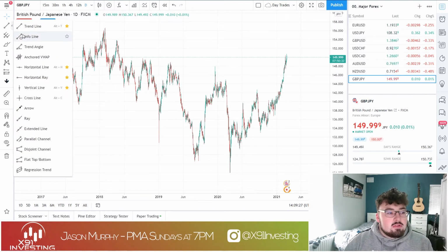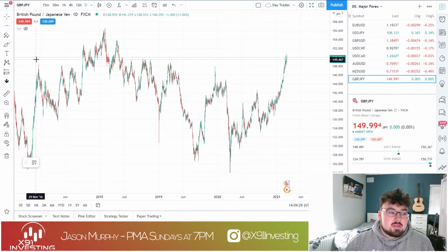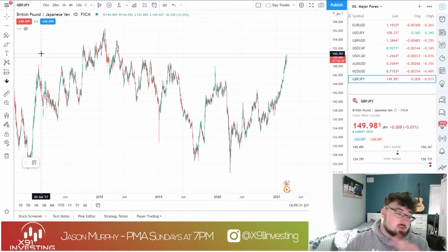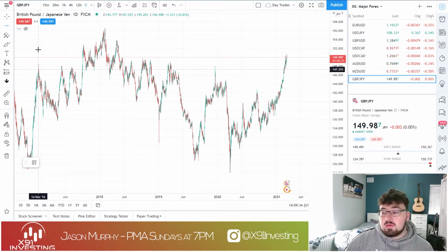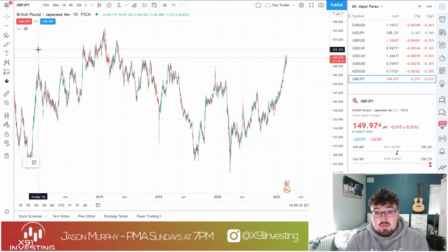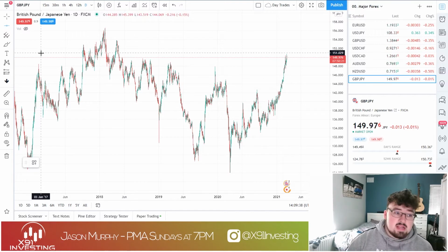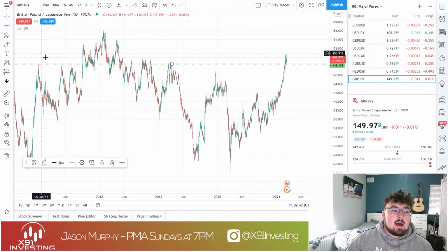In TradingView, I would definitely recommend TradingView. Even if you go for a paid subscription, it's very, very cheap. A day's worth of trading would cover your month of TradingView, so it's not very expensive at all.